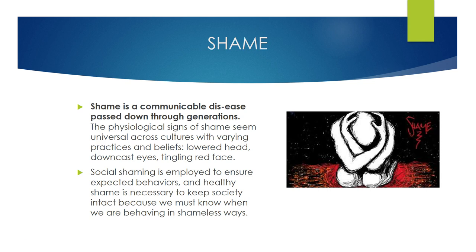We know that physiologically, even though there are various cultural practices and beliefs, common somatic holdings of shame are that people have a lowered head, their social engagement system is turned off, meaning they have a hard time maintaining eye contact, and they may have a red face. Social shaming is employed to ensure expected behavior. We see a lot of this in our day-to-day lives. I think gender is a huge component of this, and I'll be curious to hear what others think of this.